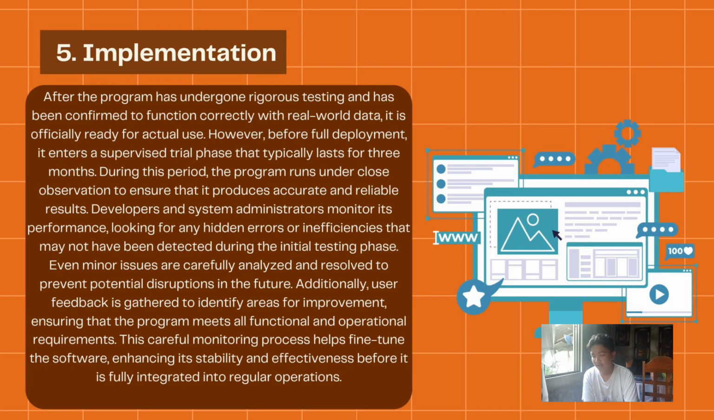5. Implementation. After the program has undergone rigorous testing and has been confirmed to function correctly with real-world data, it is officially ready for actual use. However, before full deployment, it enters a supervised trial phase that typically lasts for 3 months. During this period, the program runs under close observation to ensure that it produces accurate and reliable results.